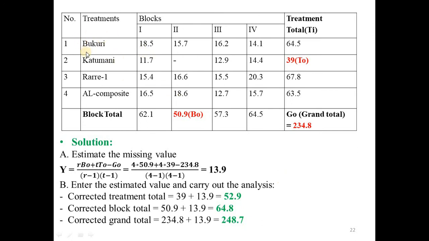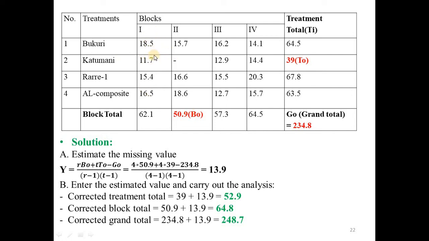Here are the varieties 1, 2, 3, and 4. These 4 varieties are considered as our treatments, the number of varieties being the treatment levels, whereas here are the blocks or replications 1, 2, 3, and 4. So 4 varieties replicated 4 times. Here are also the observations.